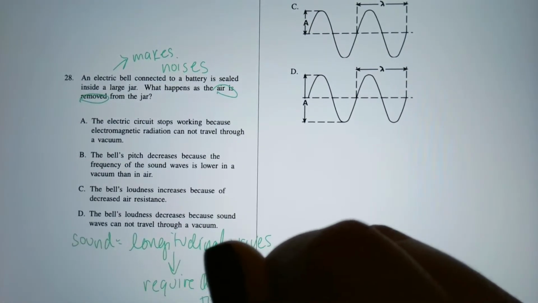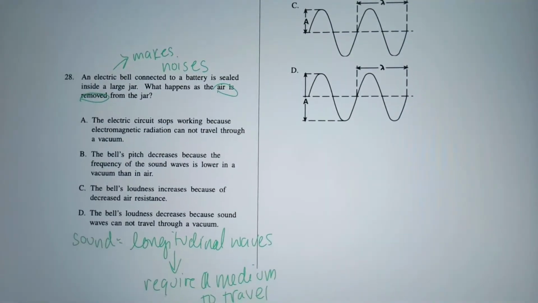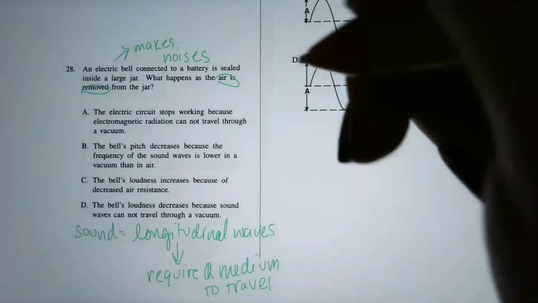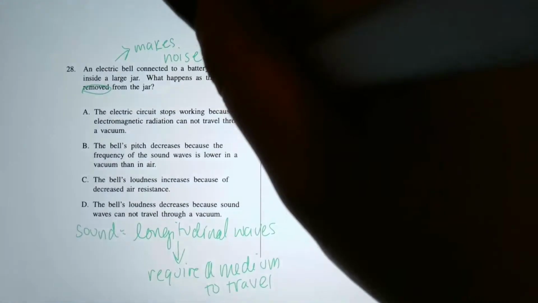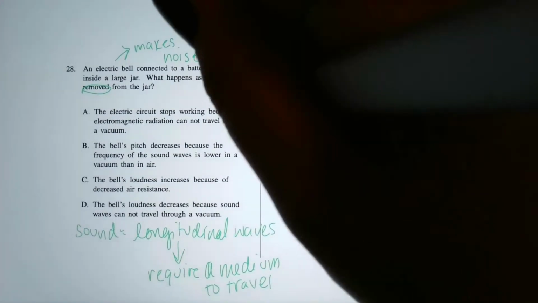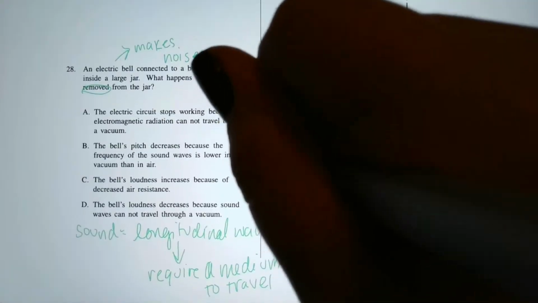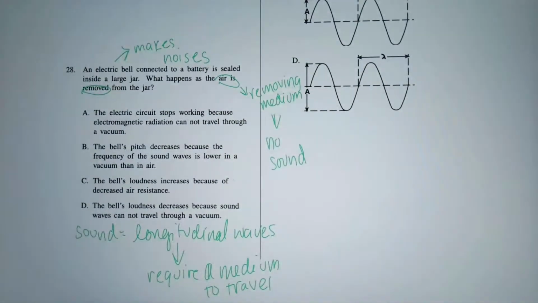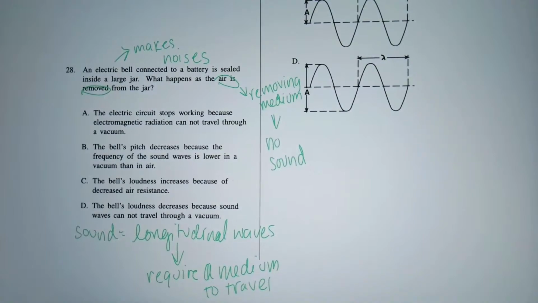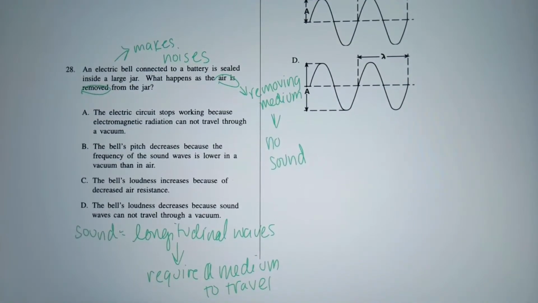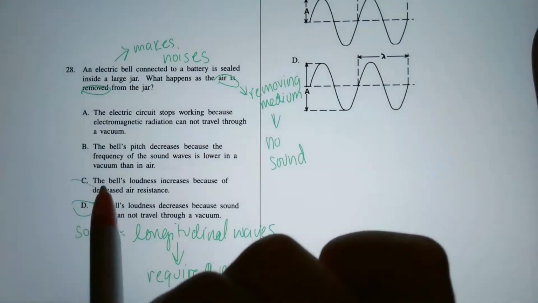To travel. So if we remove the air, we are removing the medium. And if you remove the medium, well, guess what? There's no sound then. Okay, so that's like saying if we could go to space, take off our helmet, and we screamed as loud as we could, we wouldn't hear anything because there's no medium for our sound waves to travel in. Okay, so the bell's loudness decreases because sound waves cannot travel through a vacuum.